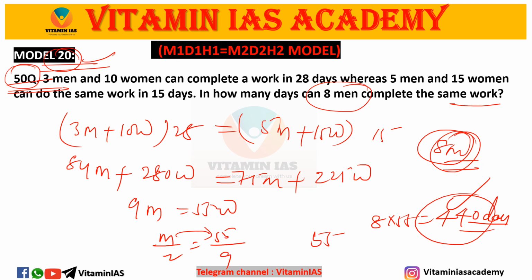Again I am telling you, 3 men and 10 women working 28 days, 5 men plus 15 women working 15 days. Then if you solve it, M by W is equal to 55 by 9. Then easily you will get 8 into 55, 440 days, because they are only asking for 8 men to complete the same work.